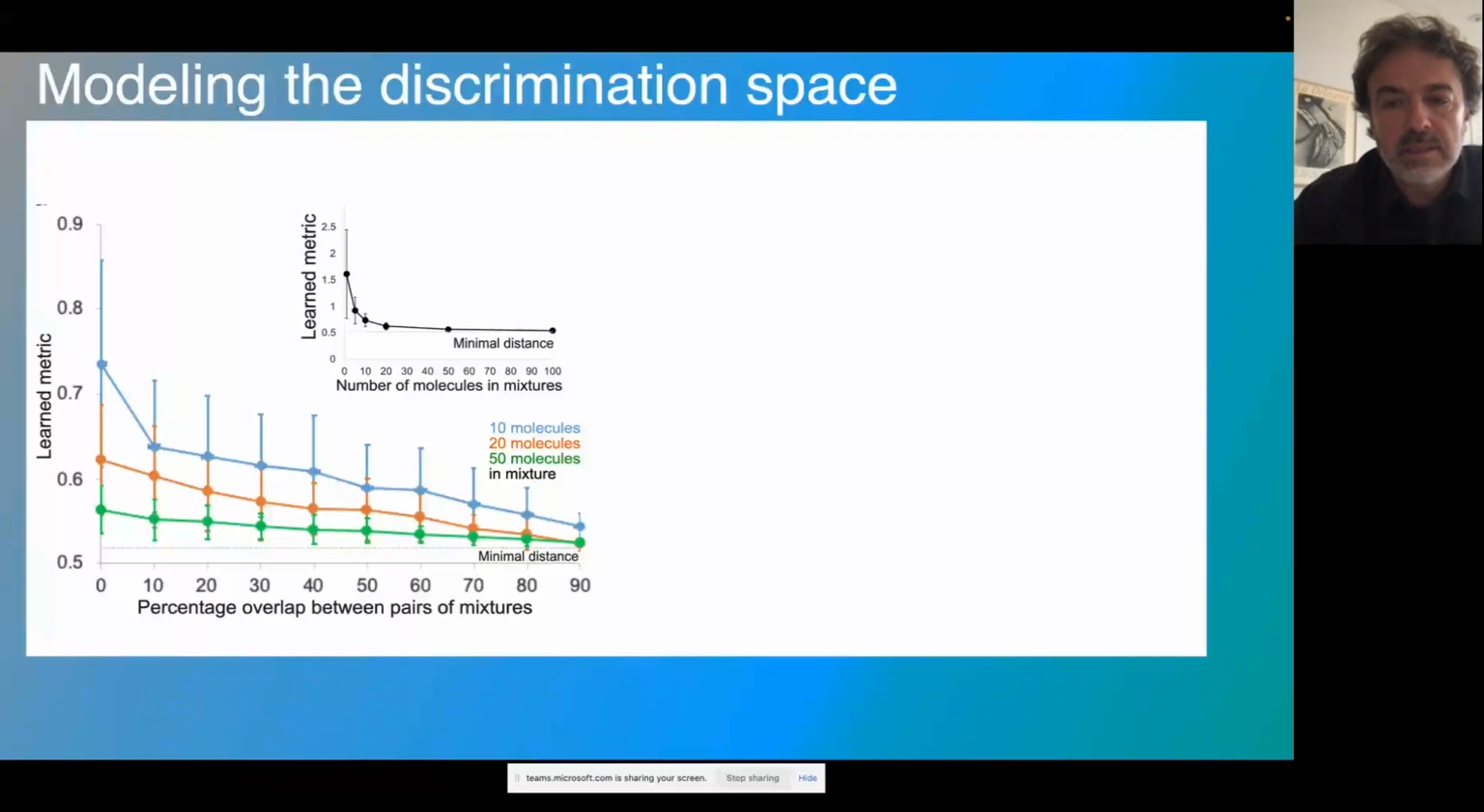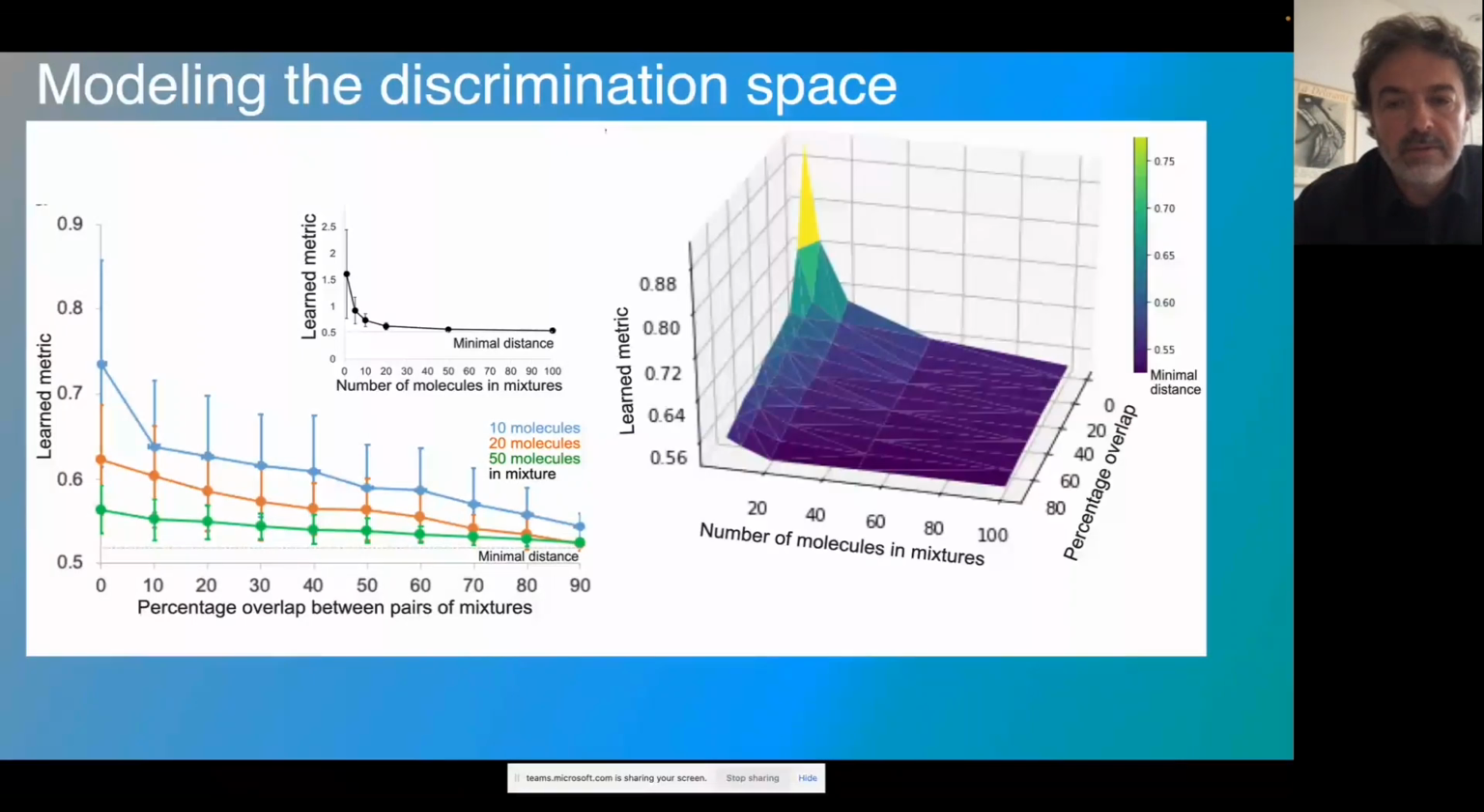So now, if you put this in a 3-dimensional space, where you have the distance between molecules compared to the number of molecules in the mixtures and the overlap, you see that the space of things that can be differentiated is actually not as wide as you would think.